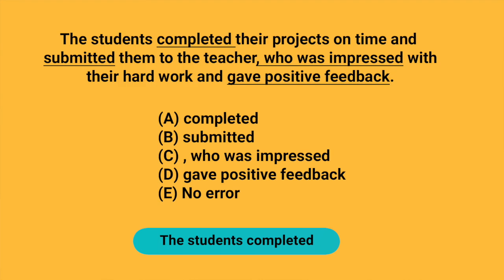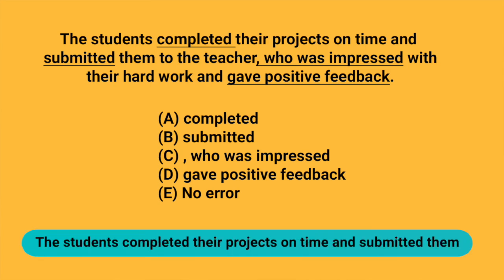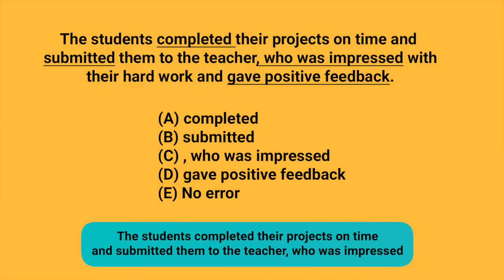So all the verbs should stay past tense. So let's keep going. The students completed their projects on time and submitted them. Okay, we're still in past tense, and this verb works in relation to the subject. The students completed and the students submitted. So far, so good. Let's add the next part. The students completed their projects on time and submitted them to the teacher, comma, who was impressed.